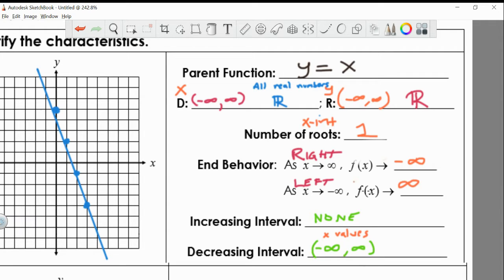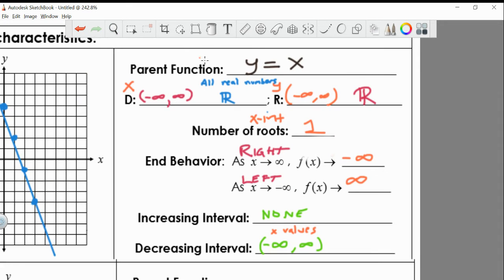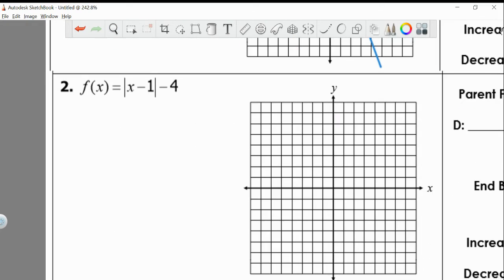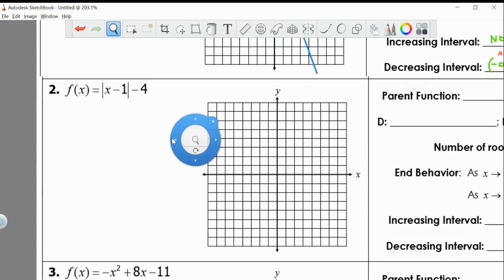Now, this was a really slow walkthrough through parent functions, domain and range, number of roots, end behaviors, increasing, decreasing. Let's pick up the speed a bit, and let's knock out a question like number 2. Now again, if you're not sure how this graph looks, you can type it in Desmos. But if you remember our chart, we remember that this is an absolute value graph.